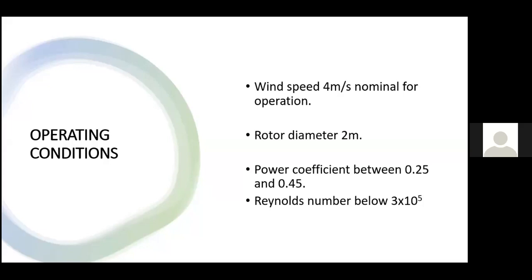Taking into account these aspects, the operating condition for which the turbine is being designed is that it can work with a wind speed of 4 meters per second. For the case of the horizontal axis turbine, a rotor diameter equal to 2 meters and with 3 blades, with a power coefficient in the range of 0.25 to 0.45, and which is expected to work at Reynolds numbers below 300,000 due to the low wind speed and also reduced chord size.